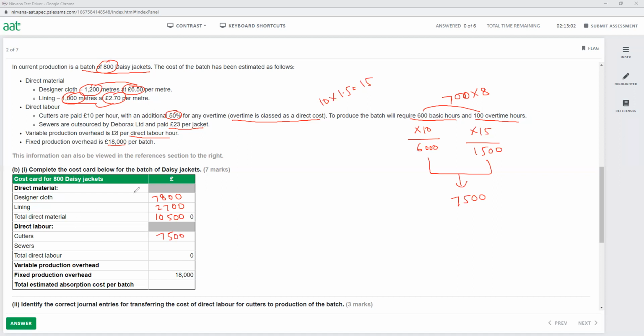For the sewer, we said 23 per jacket. So we have 800 jackets times 23 per jacket. So 800 times 23, and that will be 18,400. And if we add this, 18,400 plus 7,500, that will give us 25,900.